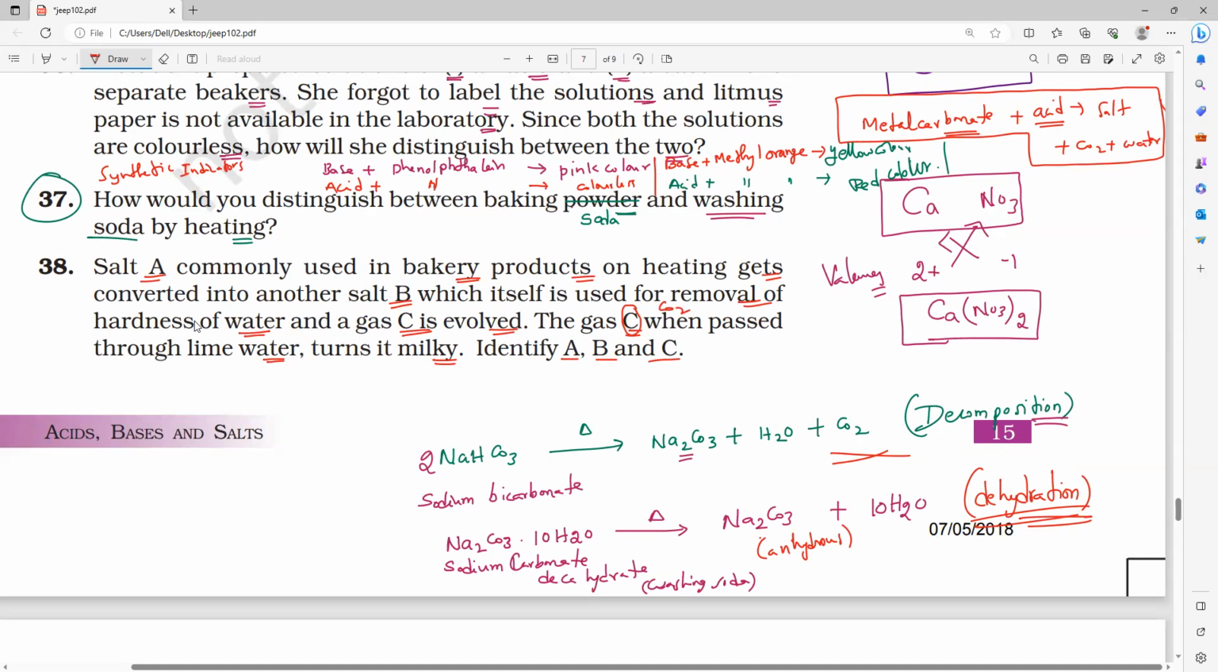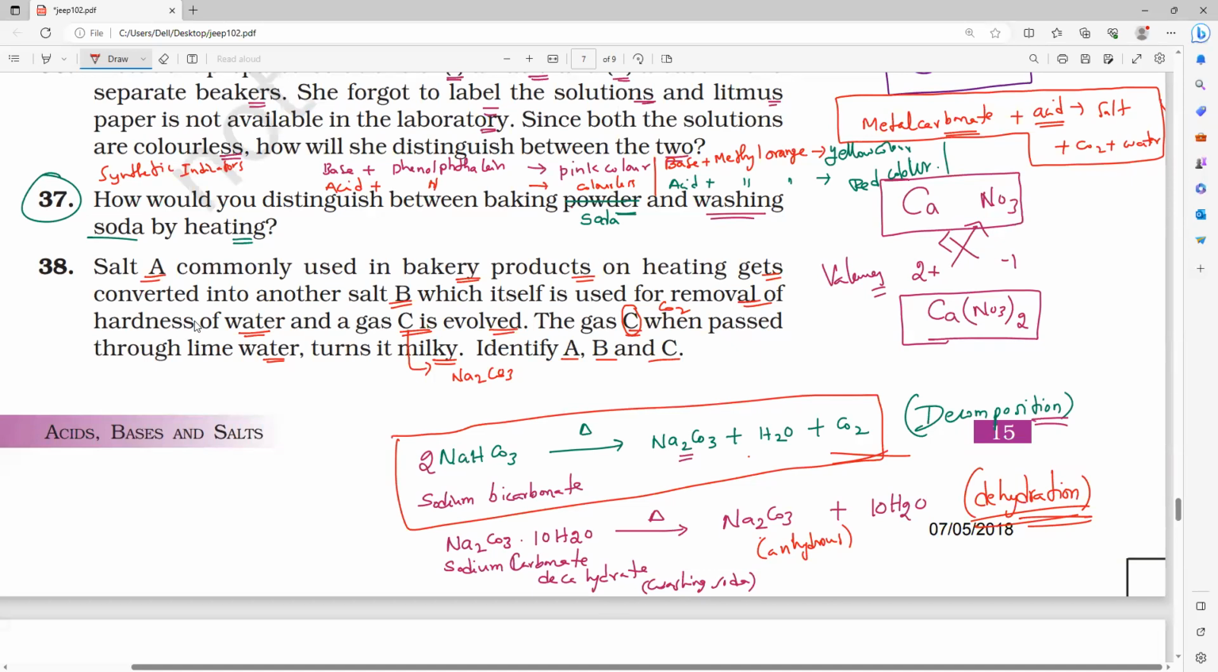Next, which itself is used for removal of hardness of water? We can use washing soda. Washing soda means the formula we have just written. What is that? Sodium carbonate. Understanding? So be very careful. This is one of the most important equations. So again the same answer.